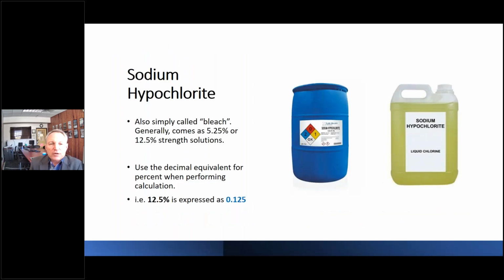And sodium hypochlorite comes in a wide range of strengths. The most common are 5.25% strength and 12.5% strength, but there's a wider range that you can purchase. Also, sometimes people will dilute their chlorine solution to fit their chemical feed pump. And make sure that when you're using the percentage in the equation that you convert it to a decimal. In other words, 12.5% is expressed as 0.125. You just move the decimal place over to the left 2 spaces.